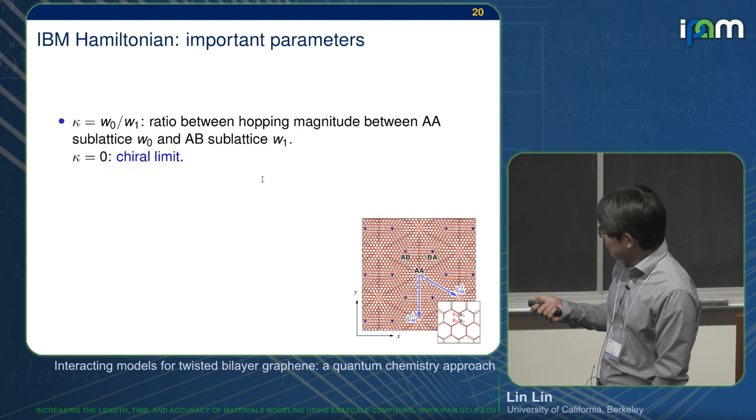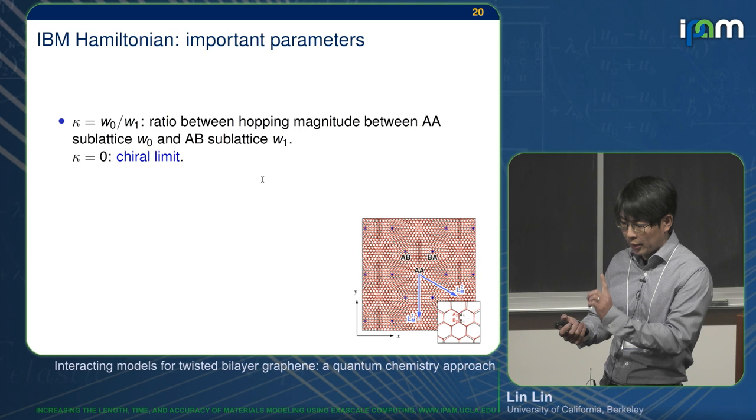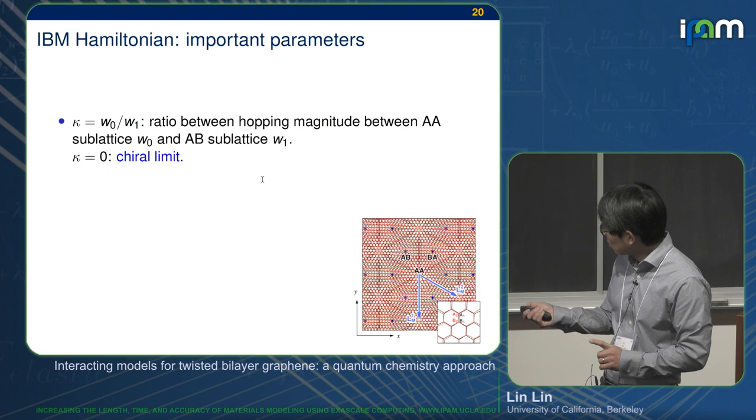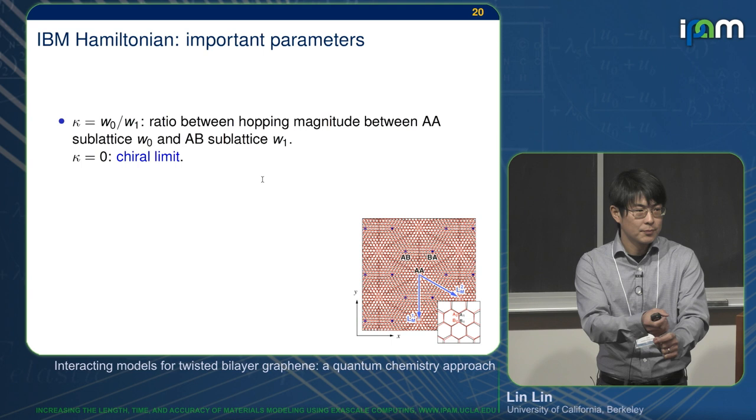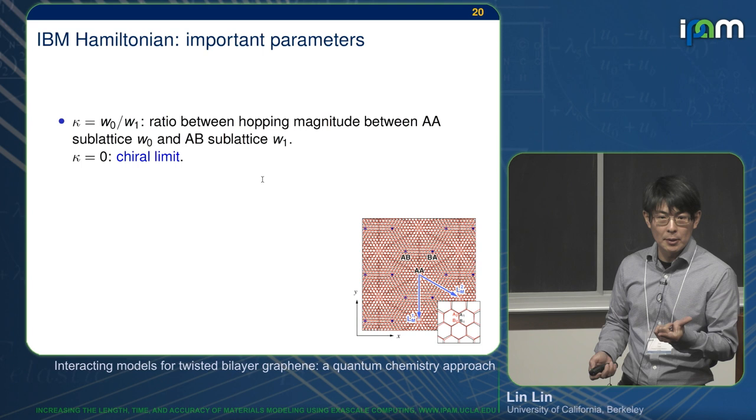One of them is called kappa, which is the ratio between the hopping magnitudes, defining the so-called Bistritzer-MacDonald model. There will be hopping between the two layers, but because of the moiré pattern, some places have so-called AA stacking, which is pretty much just the two honeycomb lattices on top of each other. Then there's the AB stacking, which is really the two honeycomb lattices offset a little bit. The hopping magnitude should be different. That's very well-known physics.